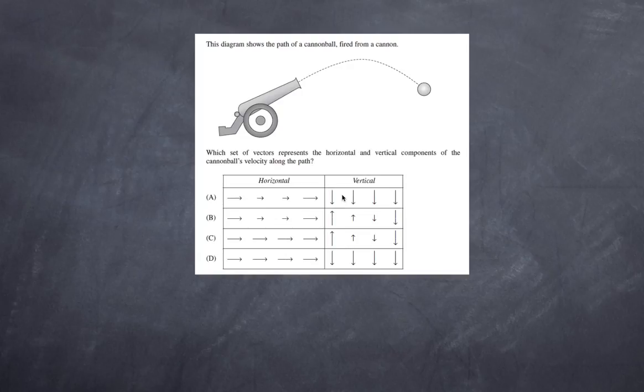Here we have a diagram that shows the path of a cannonball fired from a cannon, and you're supposed to identify which set of vectors represents the horizontal and vertical components of the cannonball's velocity. So let's have a look at the answers.